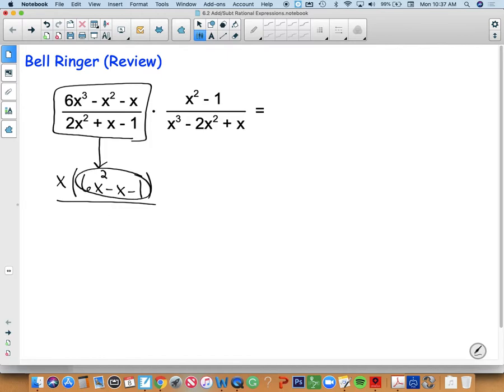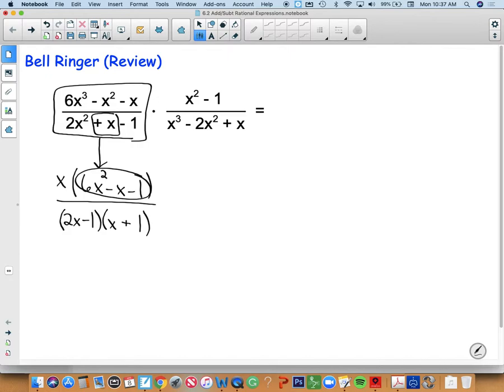In the bottom, you've got the 2x squared plus x minus 1, so we're going to have a 2x and an x in the front, and then a 1 and a 1 in the back. And then we'll have to figure out how we get that middle term of just an x up there. So we're going to have a positive 2, which we have there, and a negative 1 when we check our smile there.